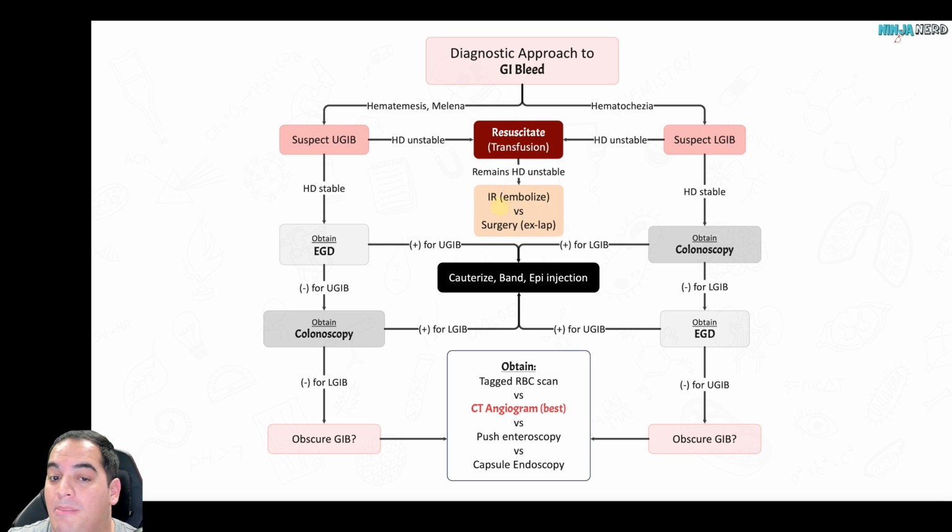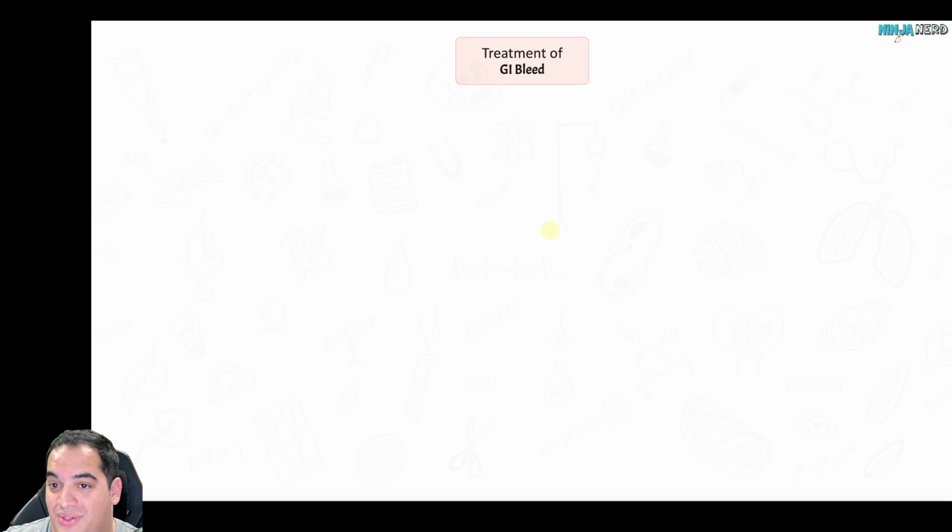Some people may not be amenable to this though. And if they can't get this, then you need to go to a surgical procedure where you open up the belly and you literally look for where the bleeding is and you stop it that way with cautery or banding or injection, whatever it may be, or potentially even bowel resection. So we've now diagnosed whether it's an upper or lower GI bleed. How do we treat it?